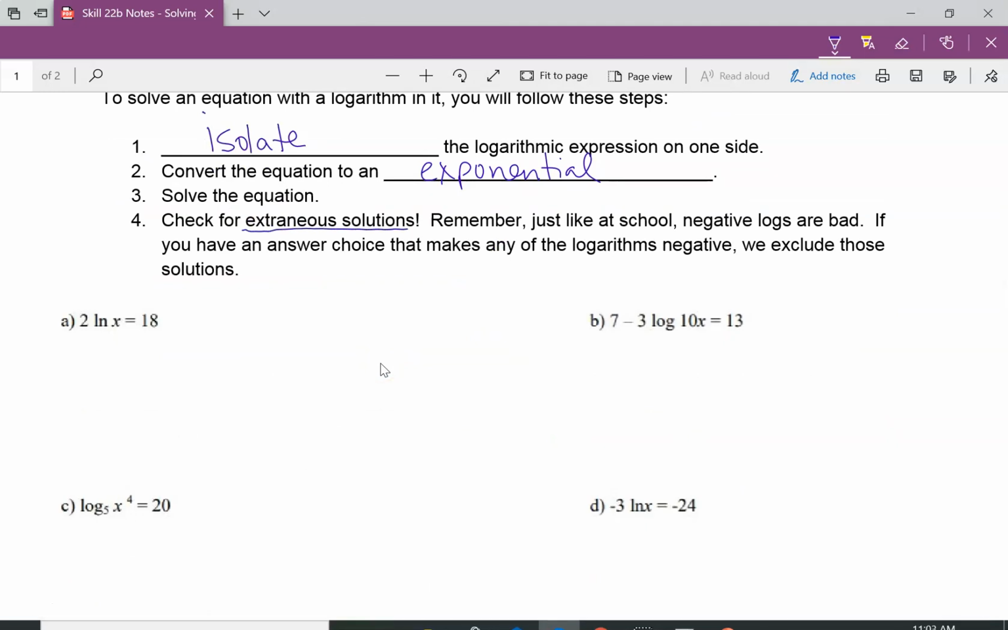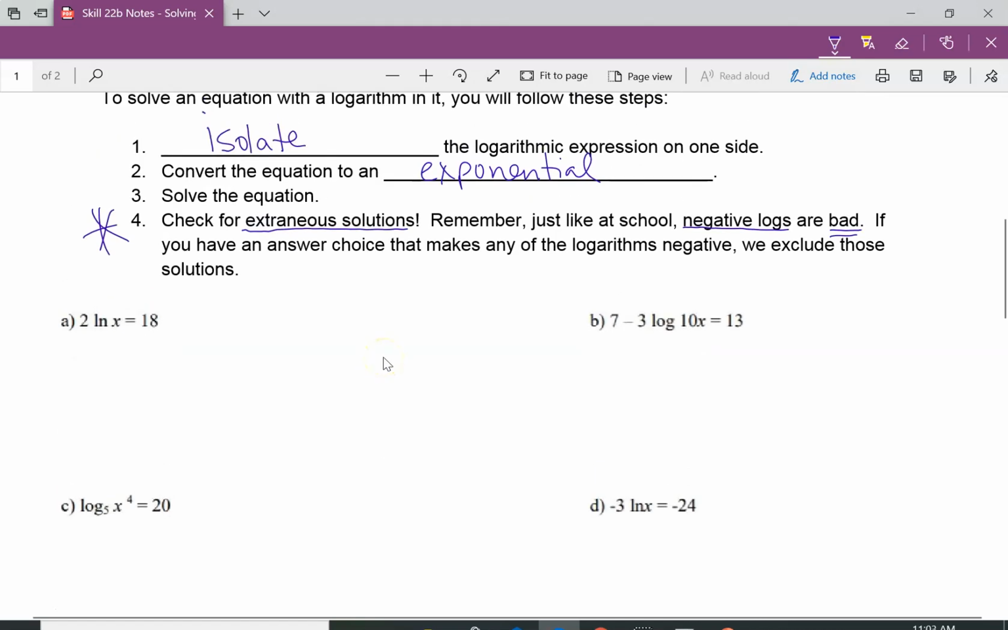Just like when we're in school, I want you to think of negative logs being bad. You don't like getting negative logs. But we know that positive logs, or commendations as we call them, are good things. So if you have an answer choice when you're solving these that makes any of the logarithms negative, we're going to exclude those. So you have to check your answers. This step is important, or it might lead you to an incorrect answer.